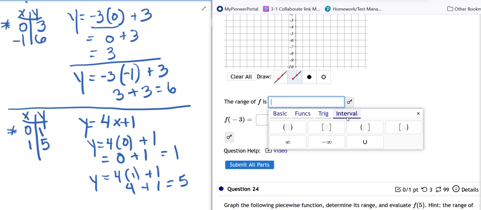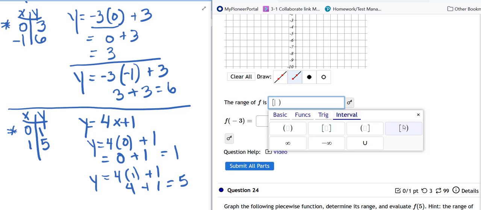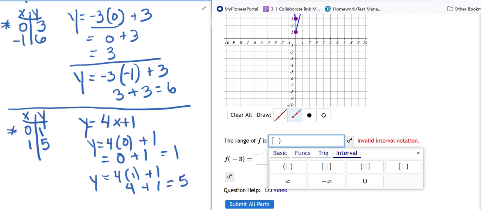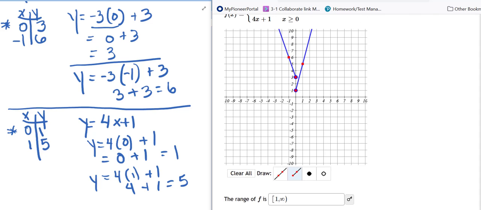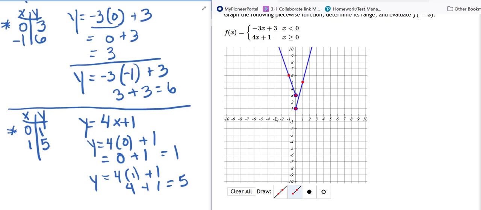So we're going to do bracket first, then parentheses. Sorry, I forgot what it said. 1, comma, infinity. Then it asks us f of -3. So we look and see where is -3. And -3 goes with this picture, and it's way on up there.